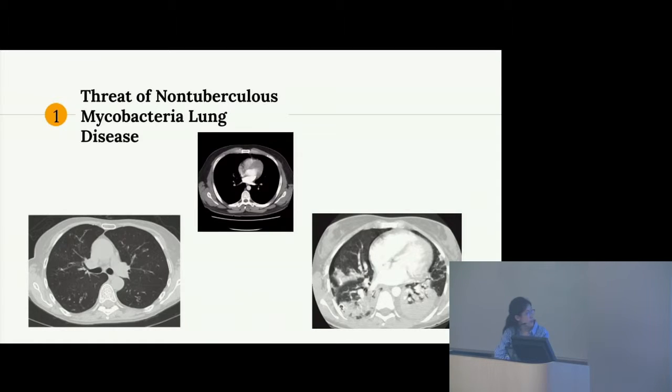Here I have a chest CT scan. In the middle is a healthy lung, but on the sides are lungs infected with mycobacteria. The one on the left is from a person who has gotten repeated exposure to it from just going into a hot tub and having a good time.